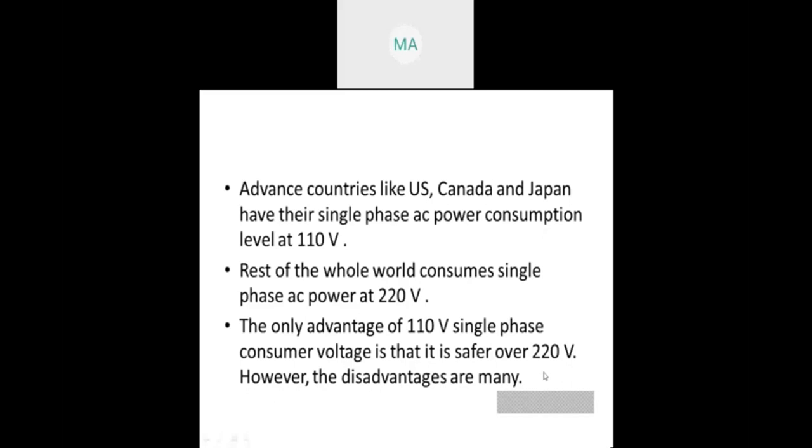Whoever the British rulers were, in the age when they ruled those places, they wanted to use their own products. That is why the countries they ruled have the same voltage ratings built into the power plants.